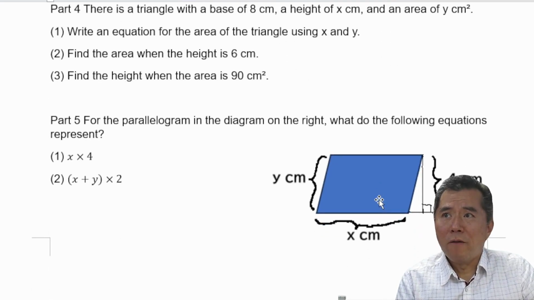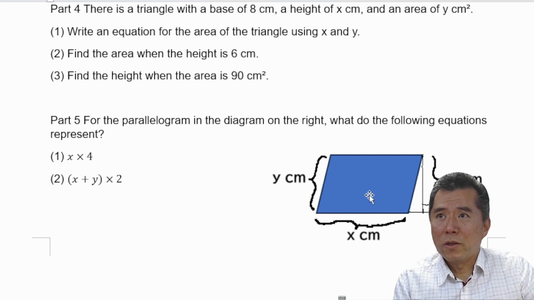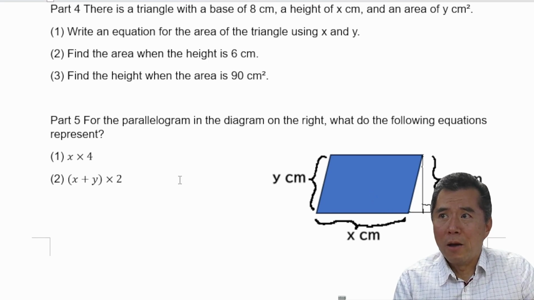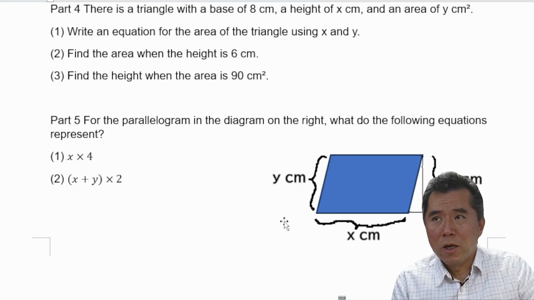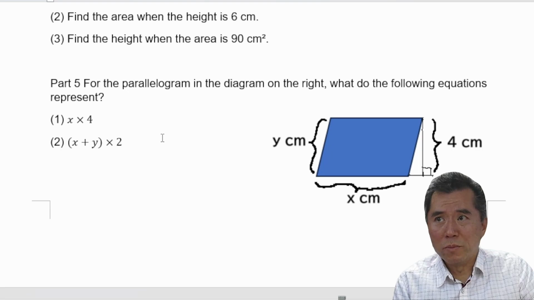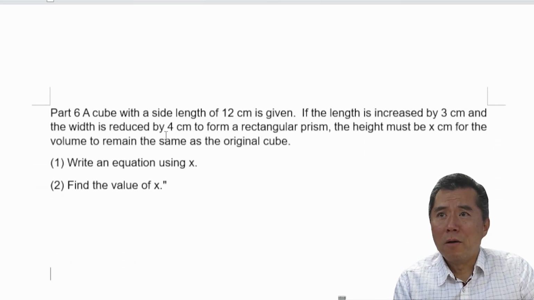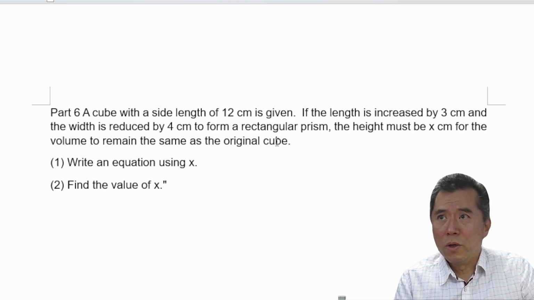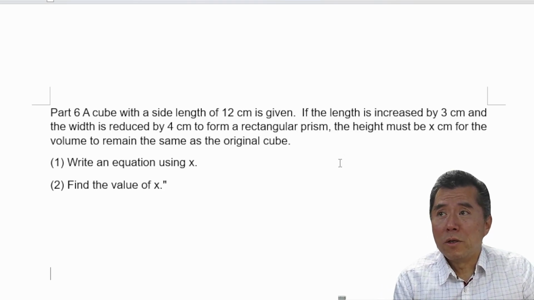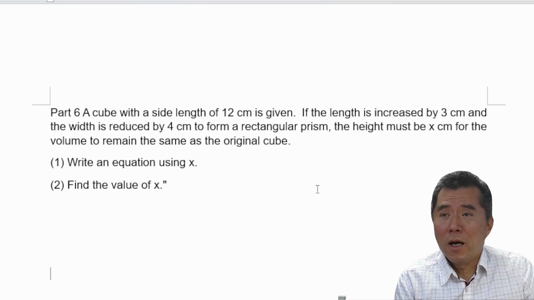And then part 5. This time you're gonna deal with parallelogram. This time you are given 2 kinds of expressions, and decide what those mean. And finally, part 6, you are gonna deal with a cube or a rectangular prism. Calculate the volume of the cube or rectangular prism and find the value of x.